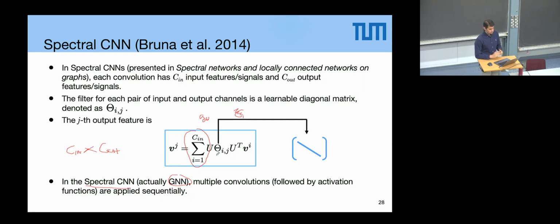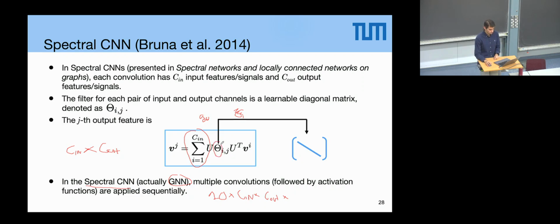Another thing to notice is the number of weights. This is a question that could be asked in the exam, for instance, a very easy question. If we have a spectral GNN with 10 layers, 10 of these spectral convolutions, how many weights do we have? The answer would be the number of layers times the number of input channels and output channels in each of them, times the number of weights that we have for each pair of input and output channels.